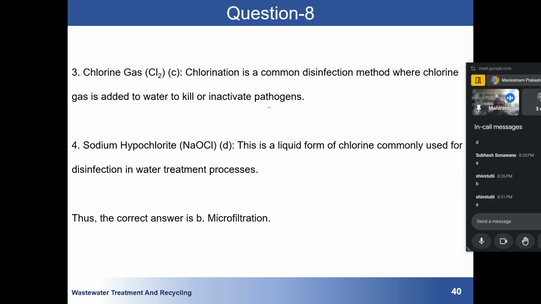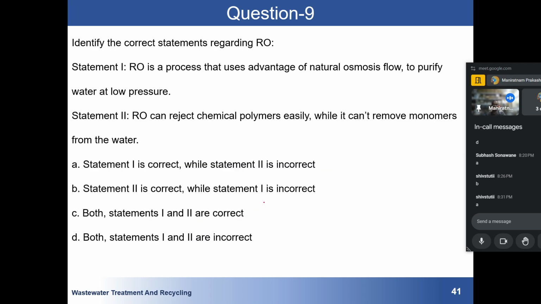Chlorine gas is the most common. This is commonly used. Remember, this is most effective. This is also very effective and economically acceptable. Generally, sodium hypochlorite is used. Okay, so the correct answer is B. This is not used for disinfection.